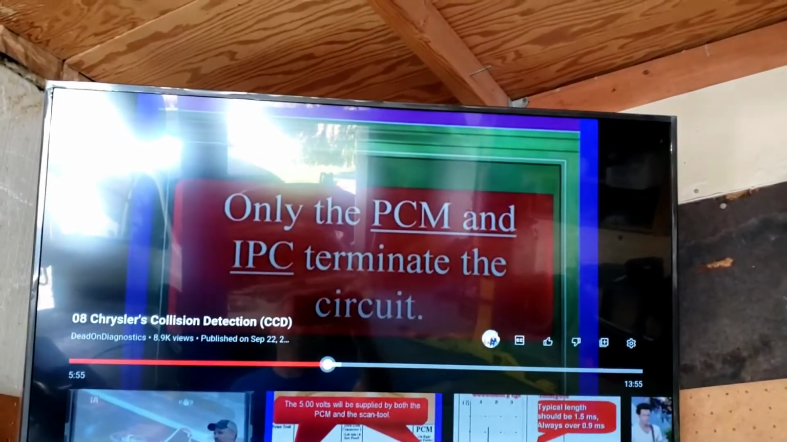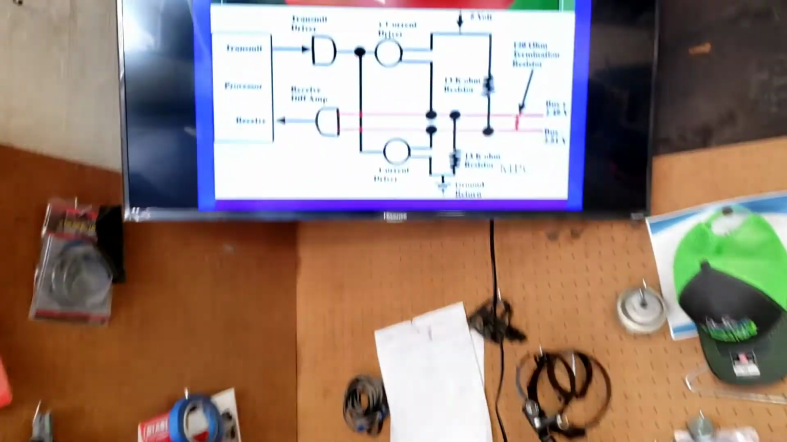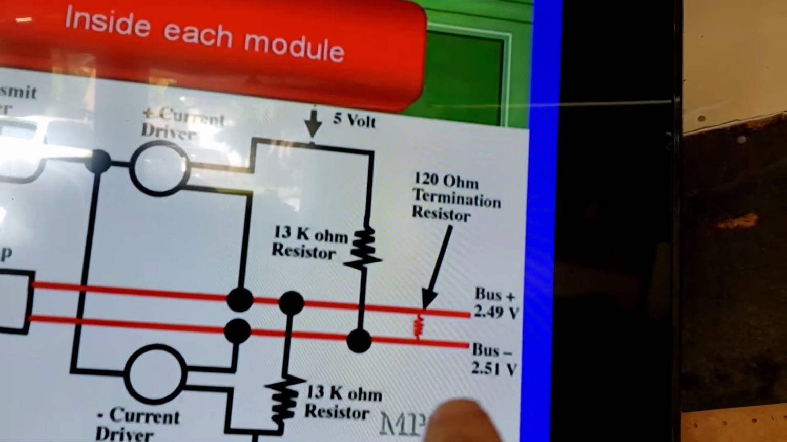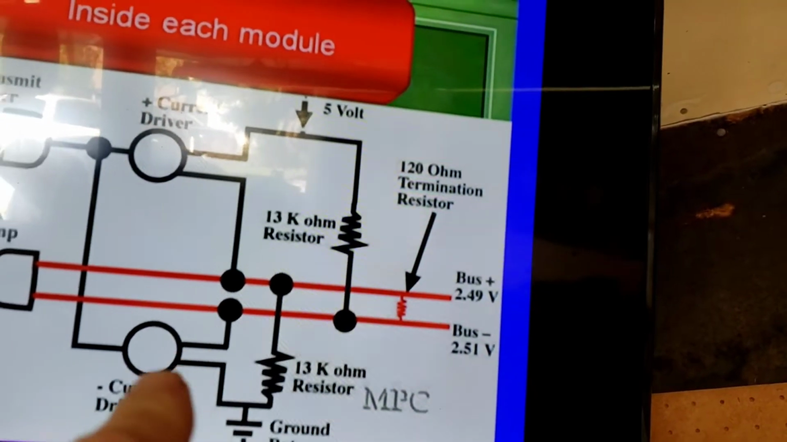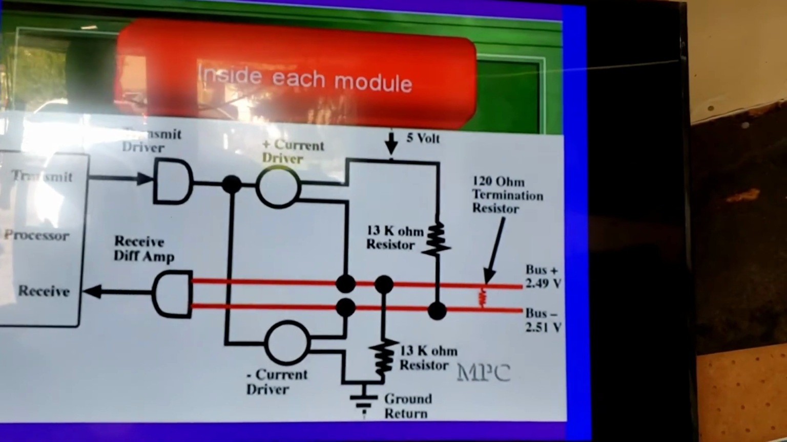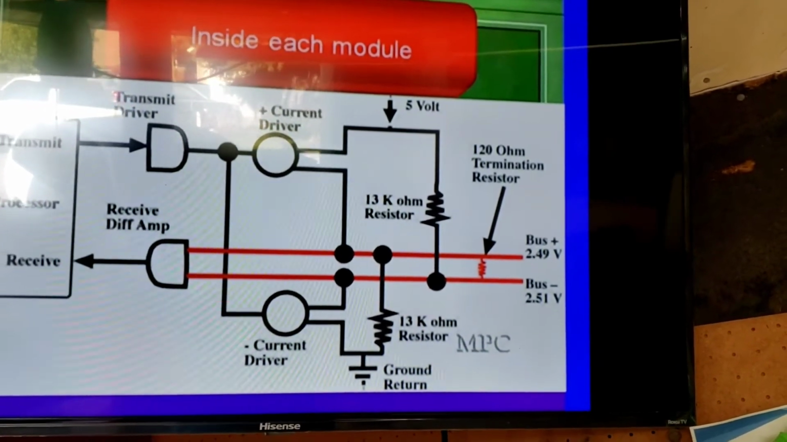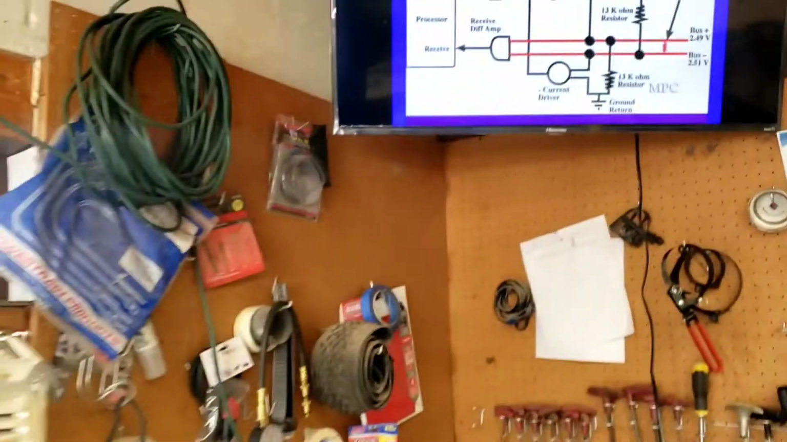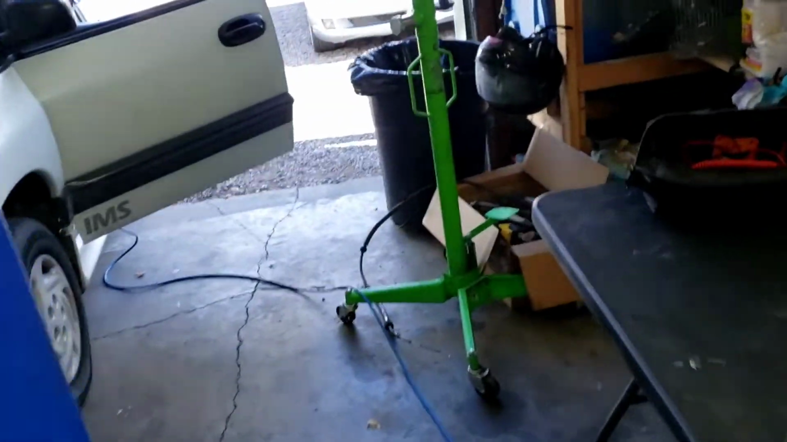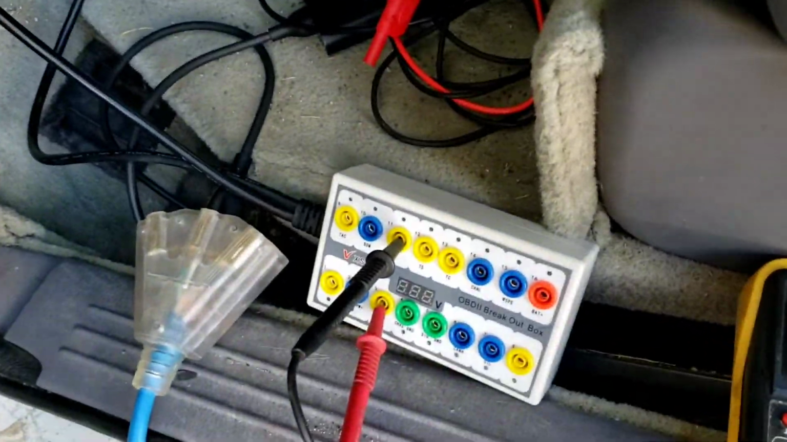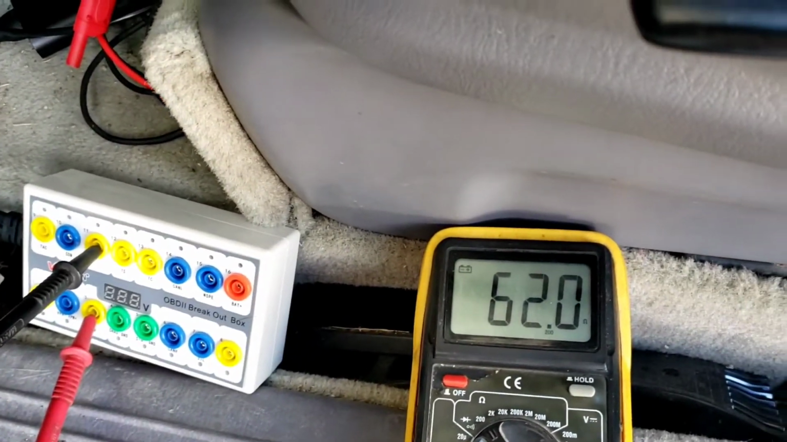Again, only the IPC and the PCM terminate the circuit. And we verified we got our voltage on positive and negative. However, one of them was real squiggly and didn't look correct. You've got a 120 ohm resistor on one end and a 120 ohm resistor on the other end. Put them in parallel, you should get 60, like a CAN bus. I have the battery unhooked, I'm across pins 3 and 11, and I get 60 ohms across the bus.